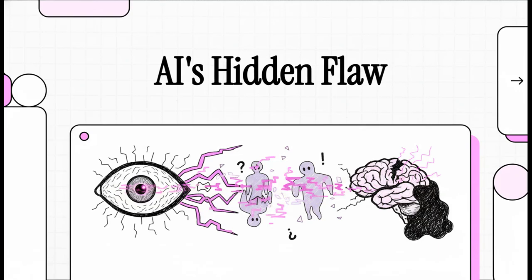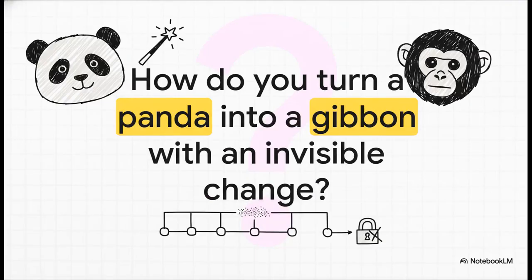In the world of AI, what you see isn't always what you get. Today, we're diving into a really hidden flaw, something so wild it can make even the smartest AI systems basically hallucinate, seeing things that are just not there. So here is the big question.